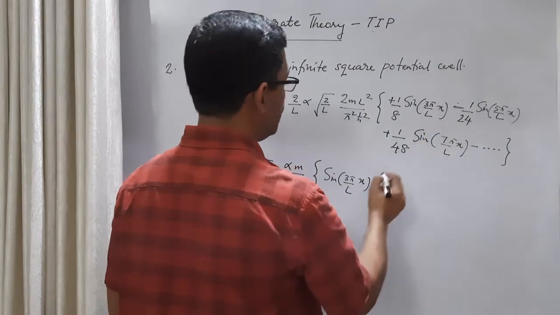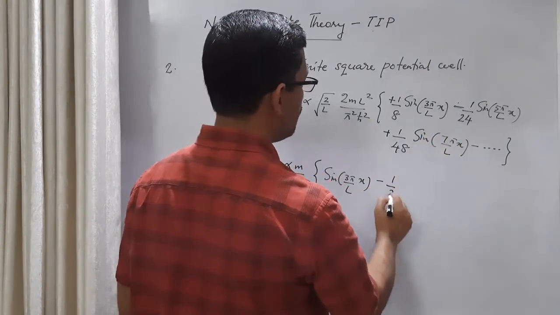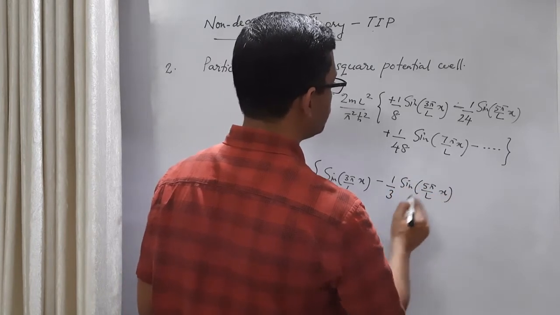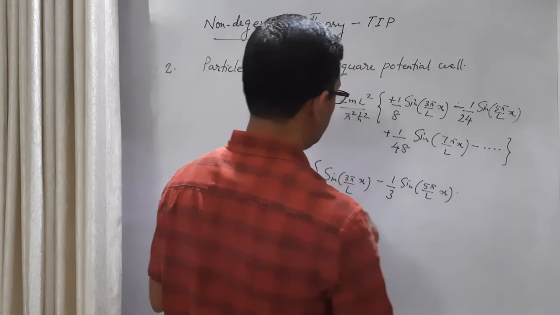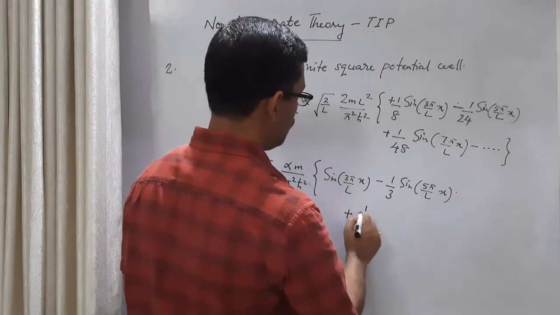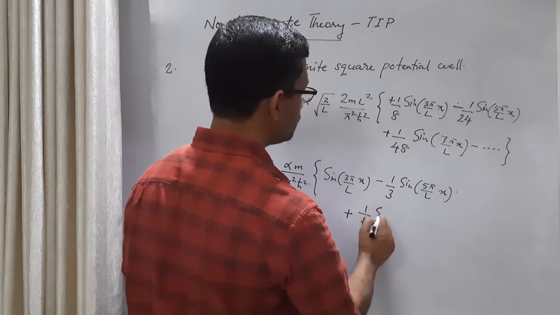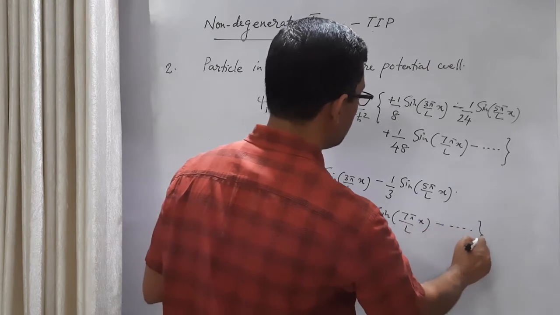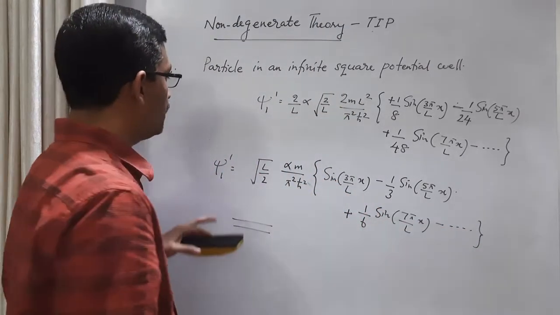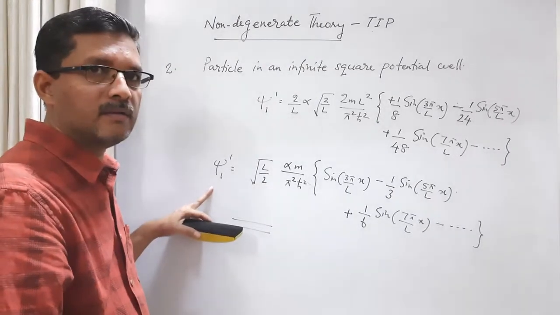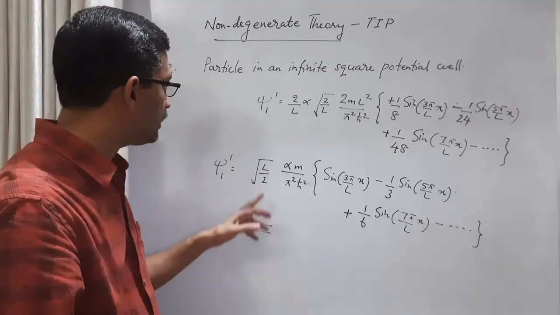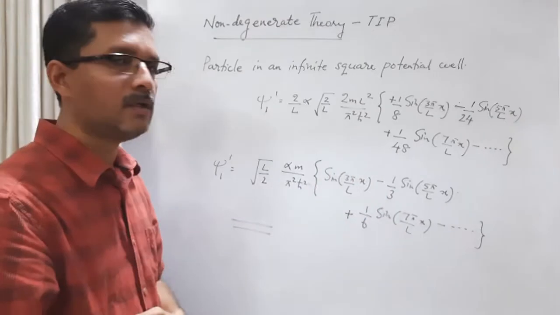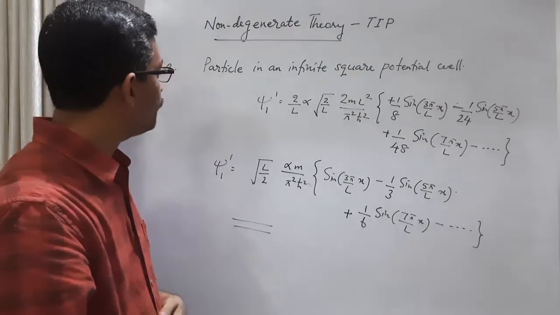Okay, so here it is, when you take 8 outside, 1 by 3 sine 5 pi by L into x. Then next is plus, if you take 8 outside, 1 by 6 sine 7 pi by L into x minus, etc. So this is the result of first order correction in wave functions. Okay, root L by 2, alpha m by pi square h cross square, and these are the first three non-zero terms. Now we can go to the third part.